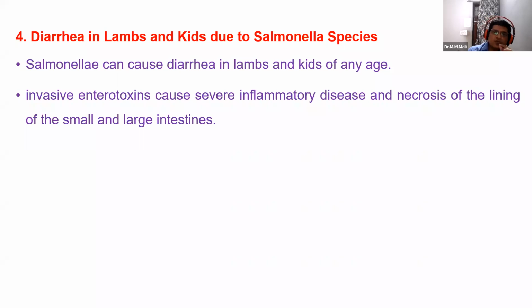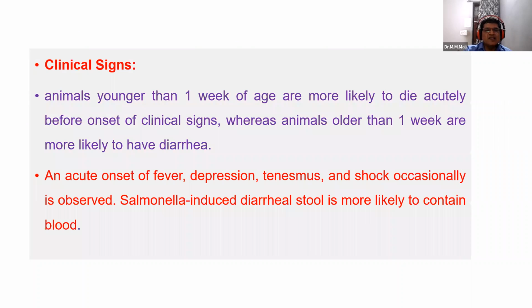It is not limited to the young age, but it can cause diarrhea at any age. The invasive enterotoxin causes severe inflammatory disease and necrosis of the lining of the small and large intestine. The clinical signs of this diarrhea include that animals younger than 1 week of age are more likely to die acutely before onset of clinical signs, whereas animals older than 1 week are more likely to have diarrhea.